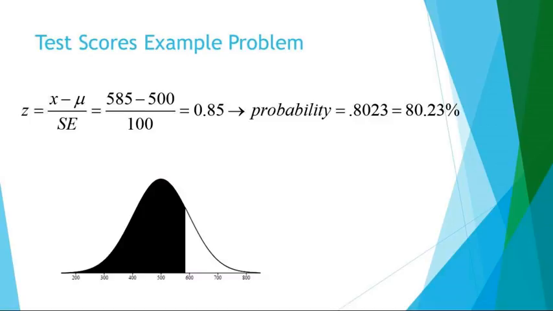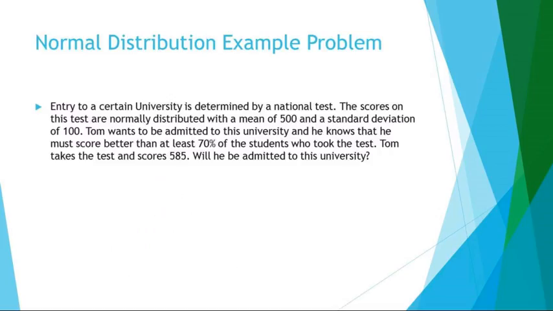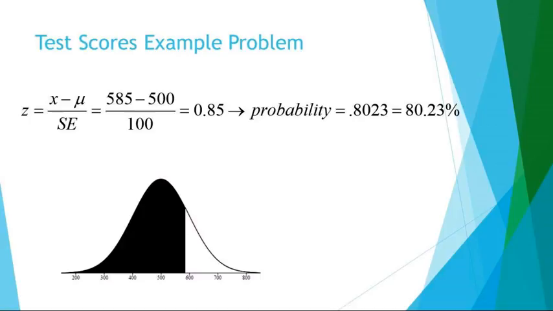So that means that his score is better than 80% of everyone who took the test. So if he has to make a grade that's better than at least 70% of his other students, then he's going to get admitted because he was better than 80.23% of all the other students that took the test. So he'll be admitted to the university.